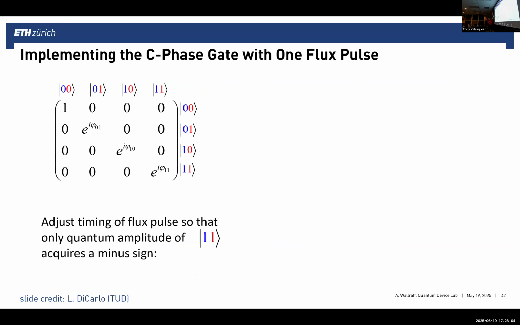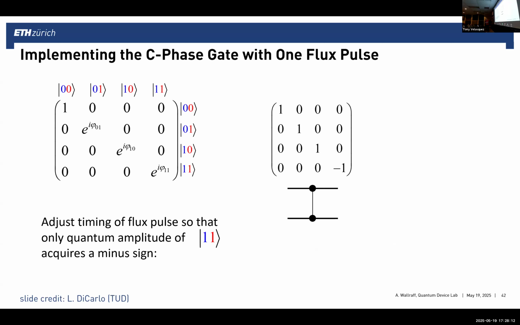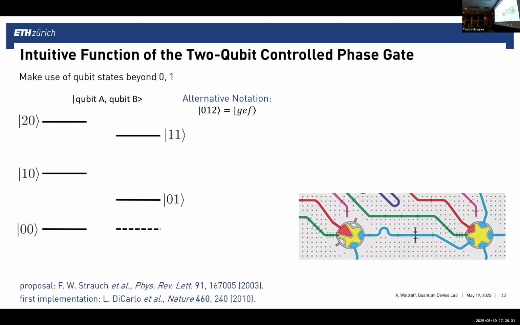So this here is the unitary matrix with the two single-qubit phases listed here and the two-qubit phase listed in the bottom entry. You tune things up so that your unitary has 1s on the diagonal and the last element on the diagonal is a -1. This is the C-phase gate that you realize, and that one can be turned into a CNOT gate by adding two more single-qubit gates to it.